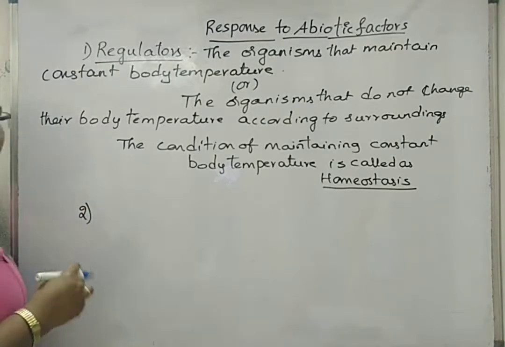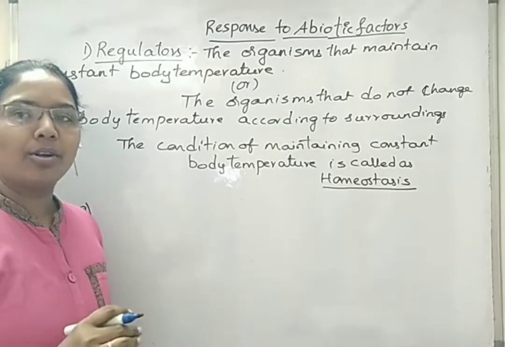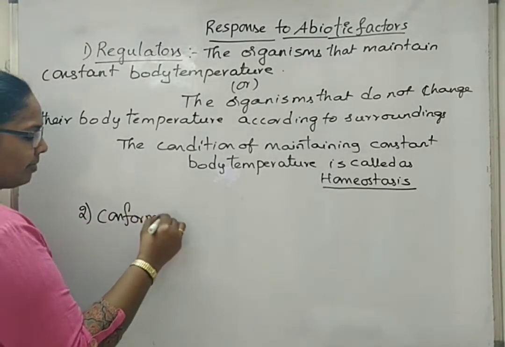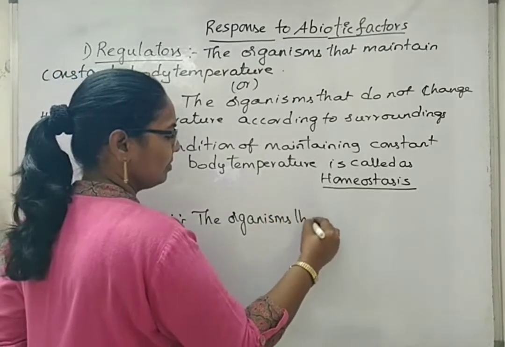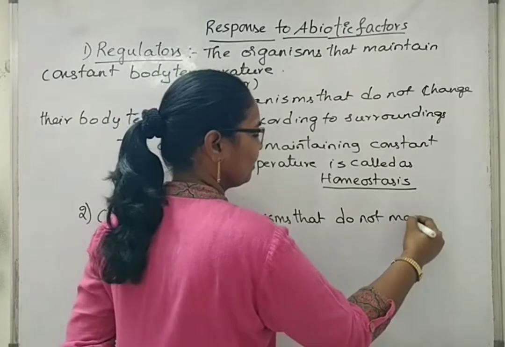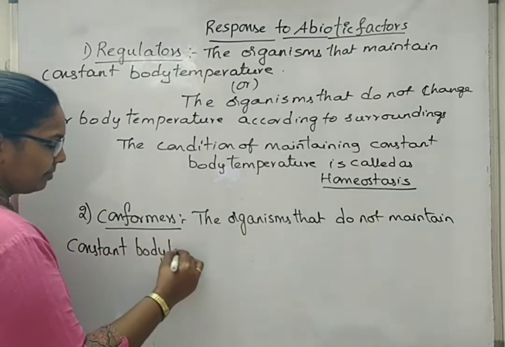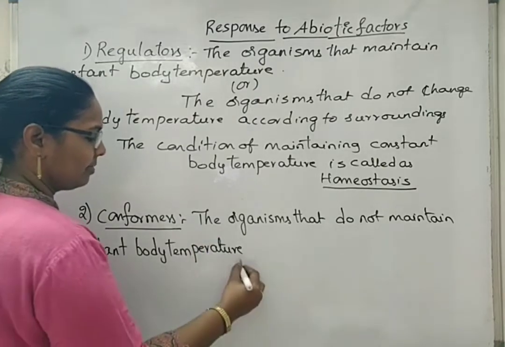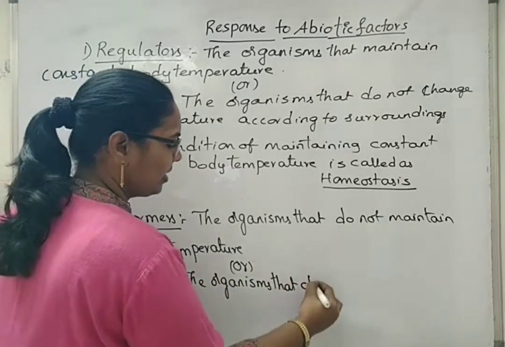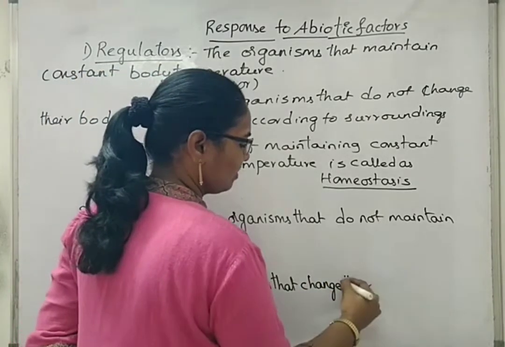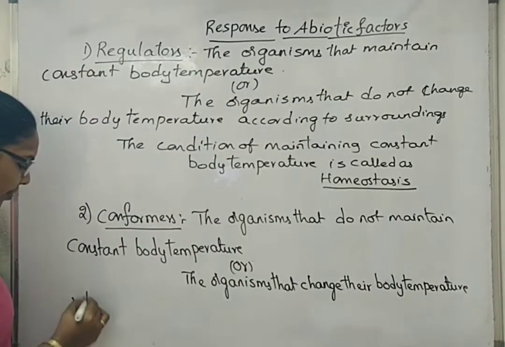There is another type of organisms that change their body temperature according to surroundings, or the organisms that cannot maintain constant body temperature, which are called conformers. Conformers means the organisms that do not maintain constant body temperature, or the organisms that change their body temperature with regard to surroundings.